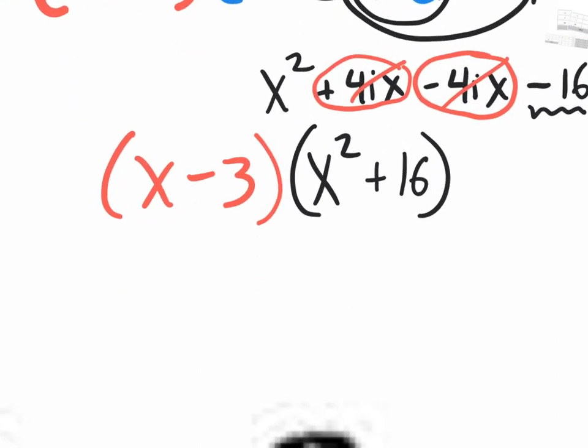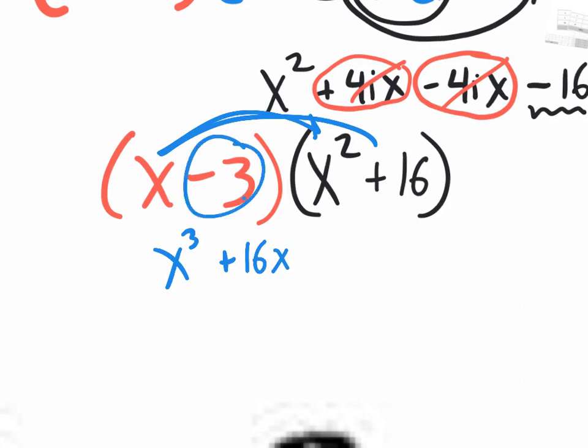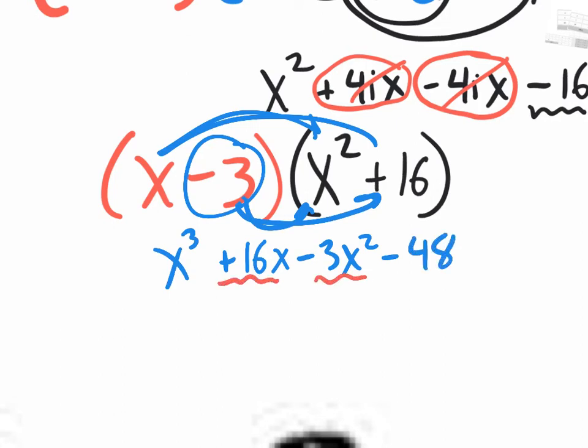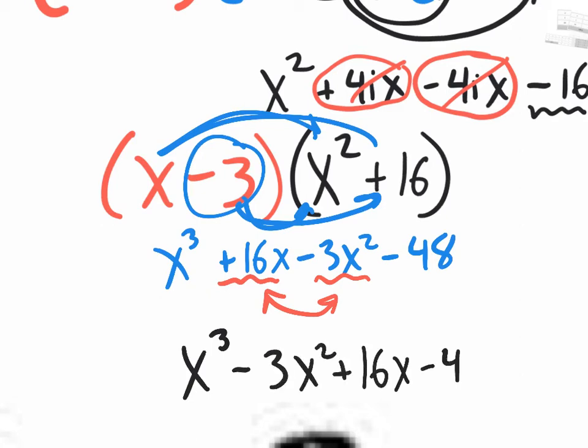We're going to end up with x times x squared, that's x to the third. X times 16, that's positive 16x. Negative 3 times x squared is negative 3x squared. Negative 3 times 16, that's negative 48. Now we can't really combine the middle terms. They're not like, so you can't combine them. But the only thing we could do is switch them to get them in standard form from highest exponent down to smallest. And you need to do that, by the way. That's how it's going to look on your multiple choice answers. X to the third minus 3x squared plus 16x minus 48.